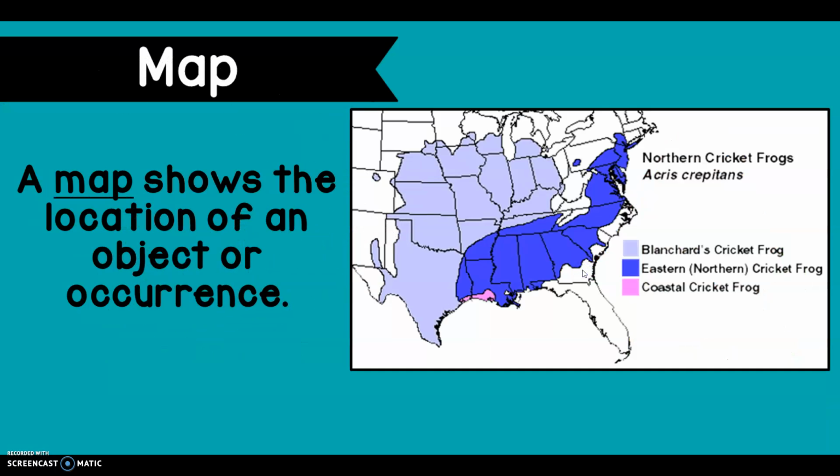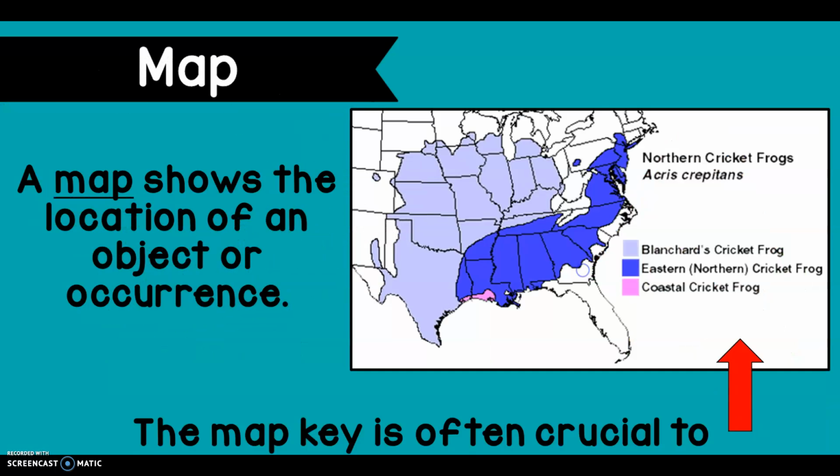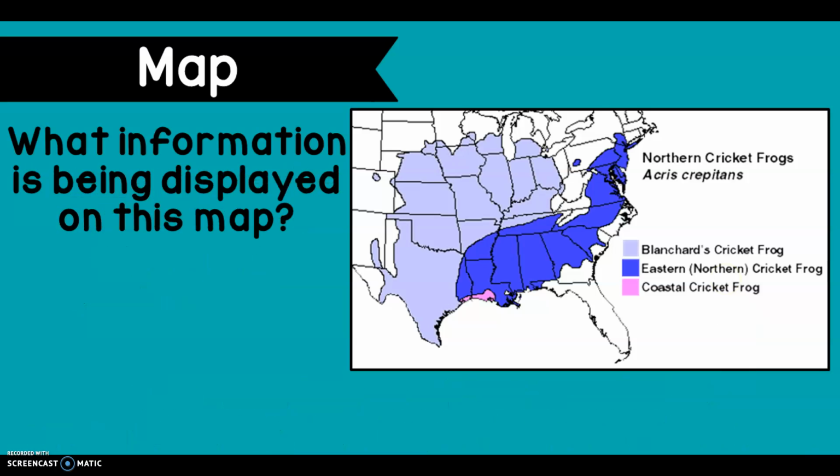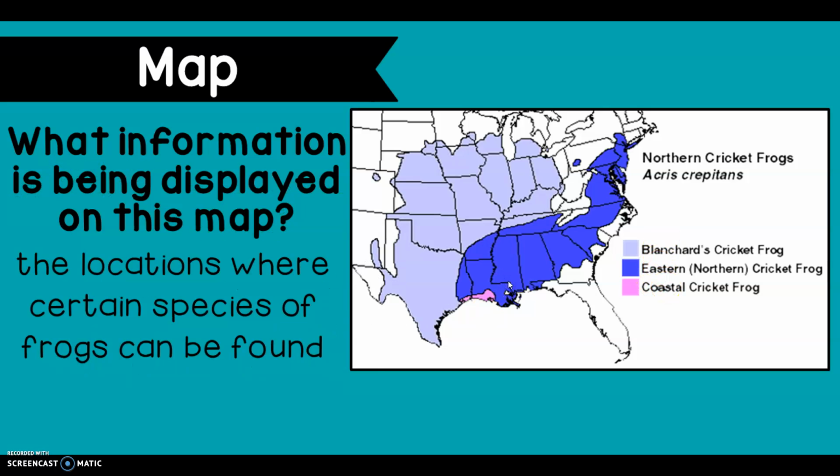The next text feature is that of a map. The map shows the location of an object or occurrence. There's also a map key here, and it's crucial for understanding the importance of the map to the overall topic. Here, you know that this map is discussing the northern cricket frogs, and then it also tells you the different frogs that are specific or relevant to a certain region.